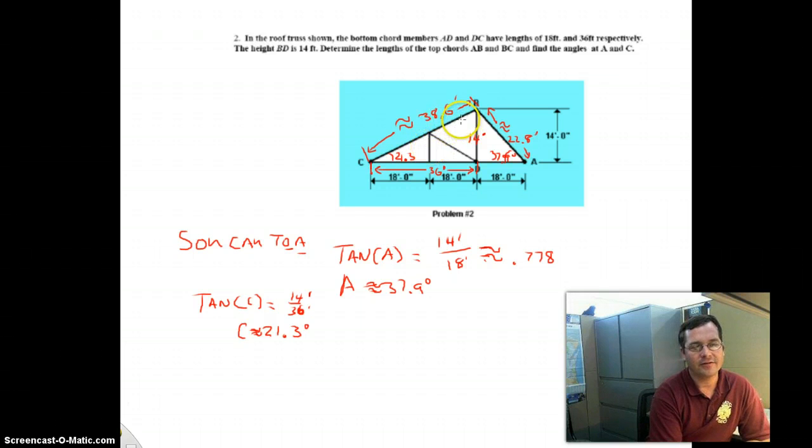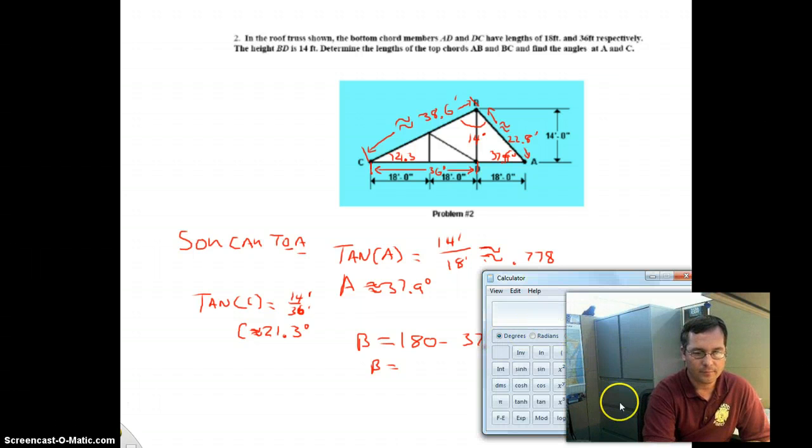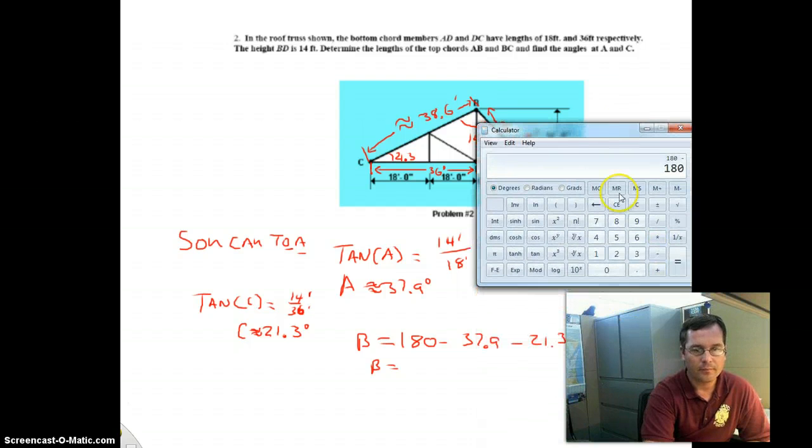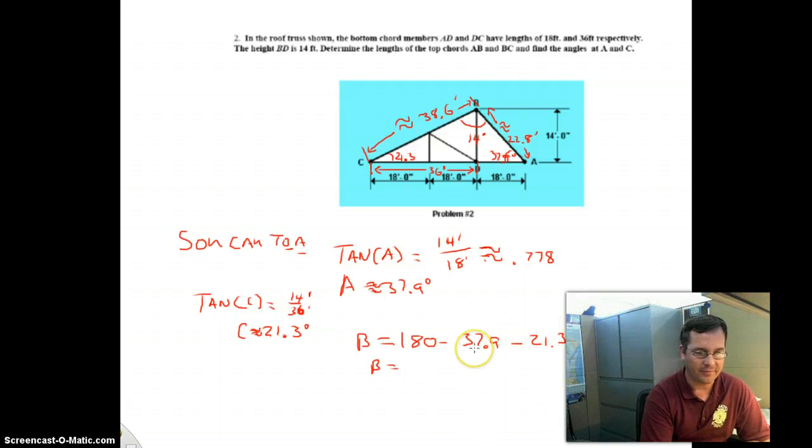Now, the question could be asked, how about the remaining angle, angle B? If we look at it, it looks like it's a little bit more than 90. Well, remember that all triangles have 180 degrees. So if we wanted to find angle B, we don't need to use a trig function anymore because we know the other two angles. We can just simply say that angle B equals 180 minus 37.9 minus 21.3. And if we punch that up on the calculator, we find that angle B is approximately equal to 120.8 degrees, and that does make some sense. Just visualizing the angle, we know it's something more than 90. 120.8 looks reasonable as an angle.